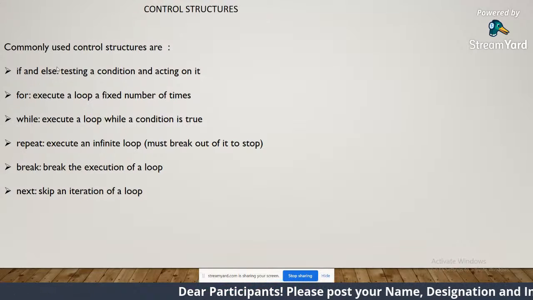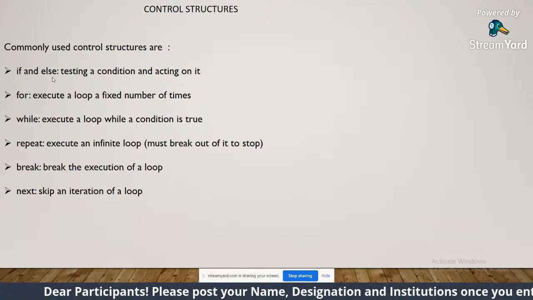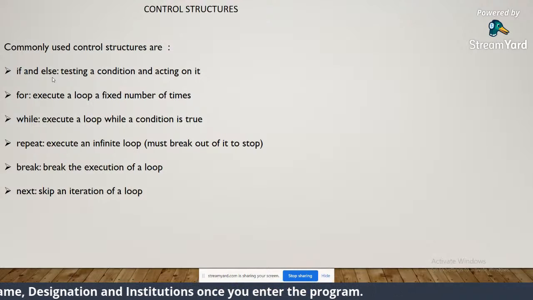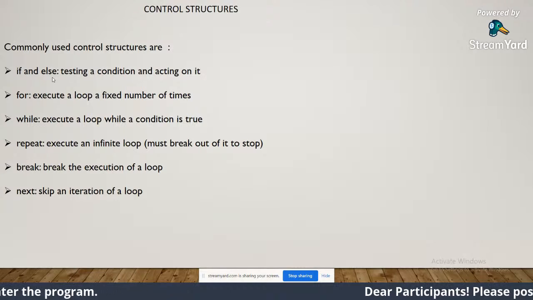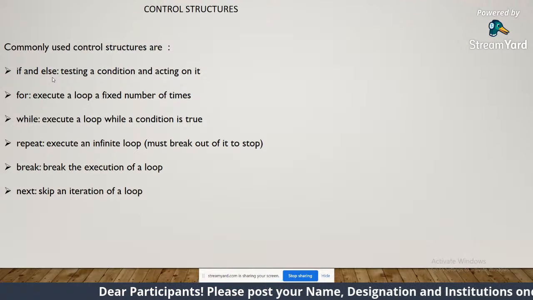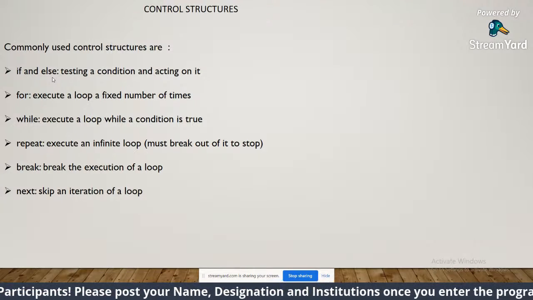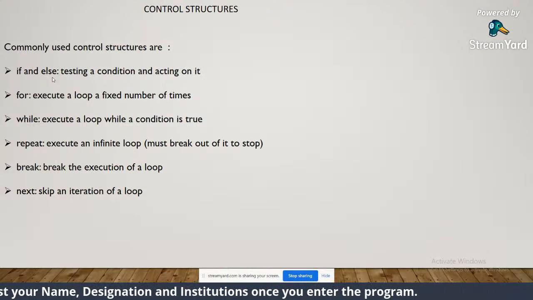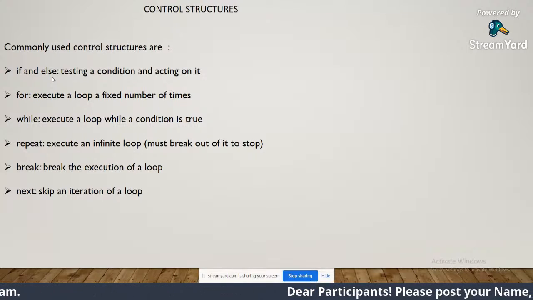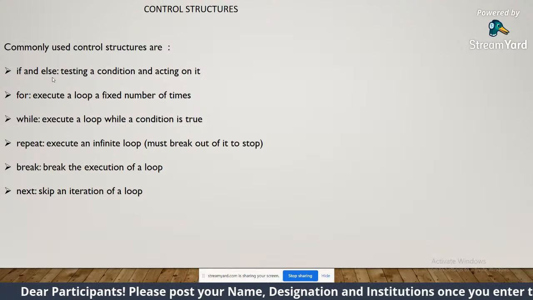Now, the first one is if and else. This is some sort of condition. You are trying to test a condition, and based on the condition, it will act. For example, I want to compare two numbers. I want to compare whether number 1 is greater than number 2. By using an if statement, I can do the comparison. If number 1 is greater than number 2, the condition is true, and it will do some action. If the condition is false, it will do some other action. So that's called if and else. Based on a condition, it will jump from one part of the statement to the other part of the statement. That's how it basically acts.